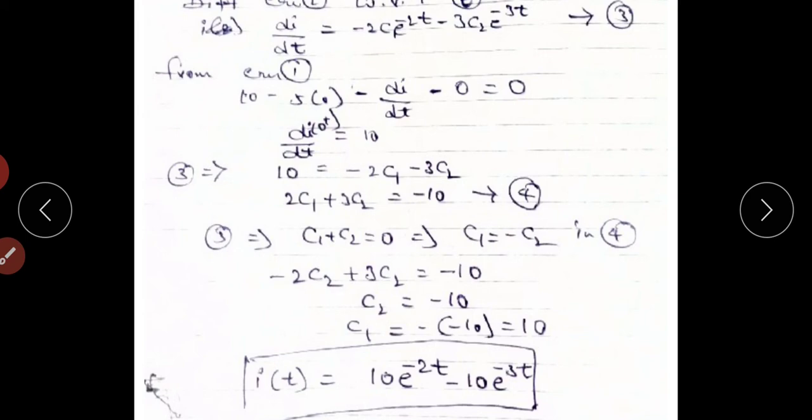If the circuit has only RL parameters, we get only a first order differential equation. If the circuit is RC, we get a first order differential equation. If the circuit has RLC parameters, then we get a second order differential equation. In that case, by using this method, we have to find the current expression.